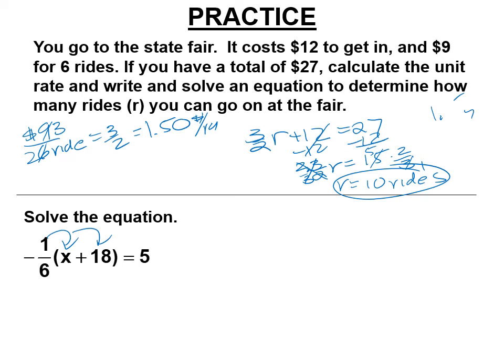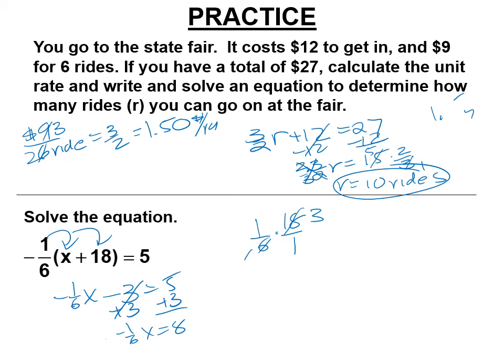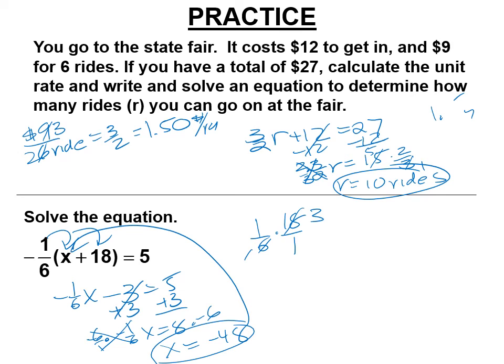Distribute a negative 1/6 here, negative 1/6x. 1/6 times 18 is 3, so this is minus 3. Negative 1/6 times 18 equals 5. Add 3 to both sides. I'm being sloppy. Negative 1/6x equals 8. What's the reciprocal of negative 1/6? Negative 6. You could put negative 6 over 1 if you want. Those all cross out, and the answer is 8 times negative 6, negative 48 is the solution. It's the only number that will make that all work out.